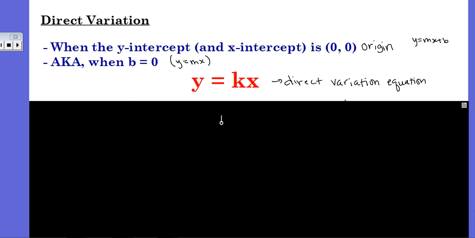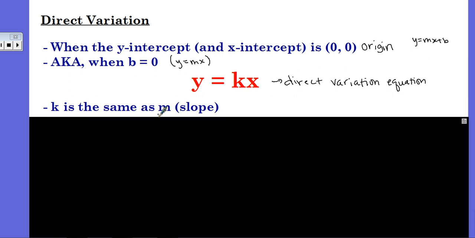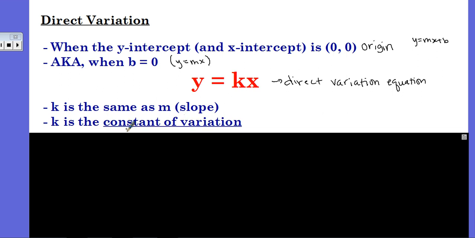Okay, with that direct variation equation, k is still the same thing as m. They're literally the same thing, just like a function is a relation. They mean the same thing. We just give k a new name because it's something specific when we're talking about direct variation. So we need to know k and m are the same thing. The name for k is called the constant of variation. We call it a constant because, again, constant means stays the same, and that number is going to be the same for every ordered pair. So we're going to have what's called a constant of variation, and that's, again, in place of the slope.